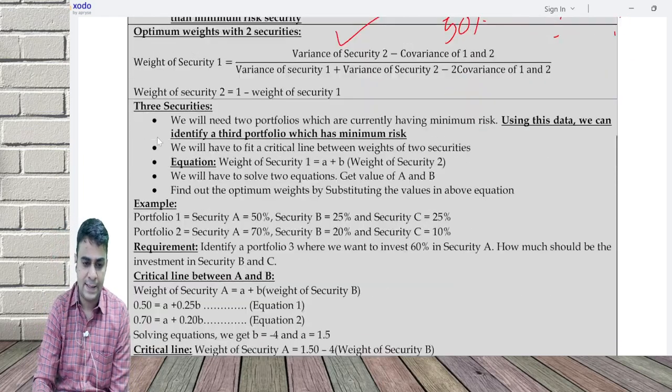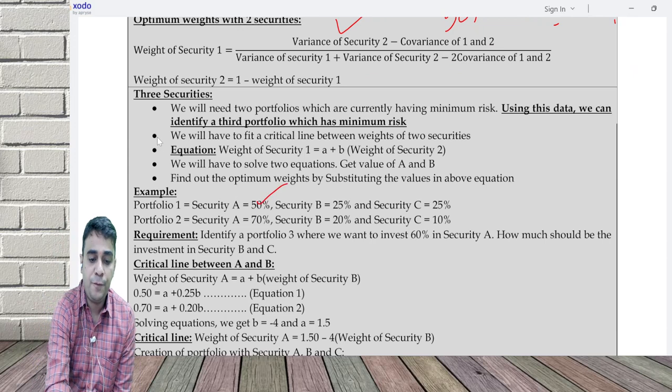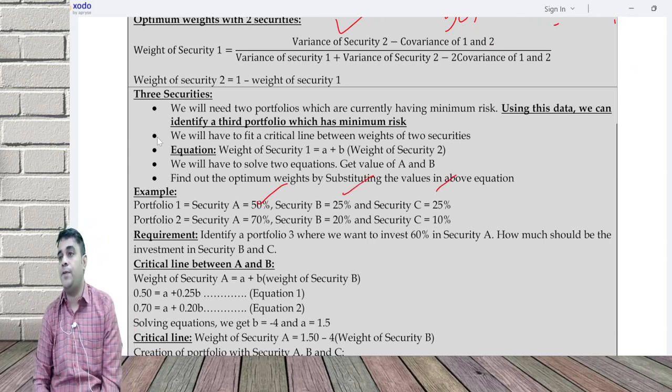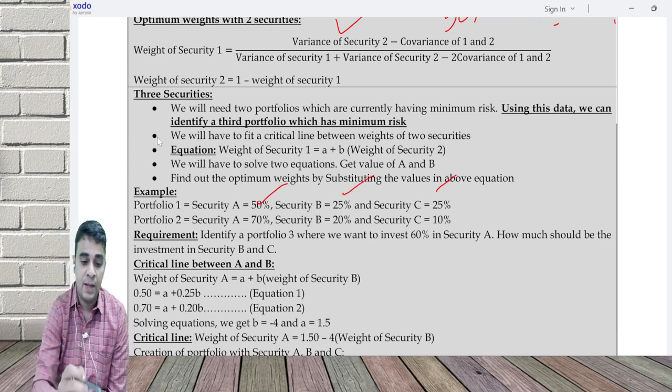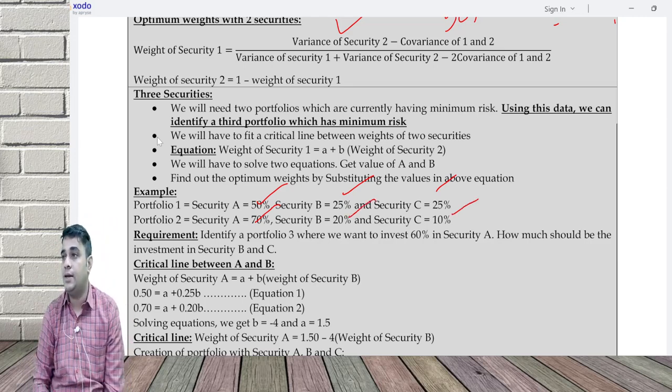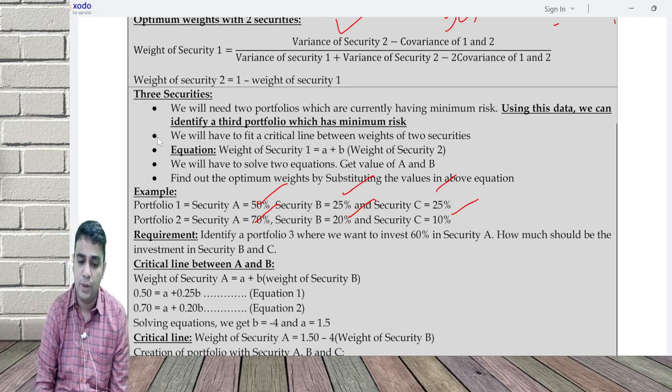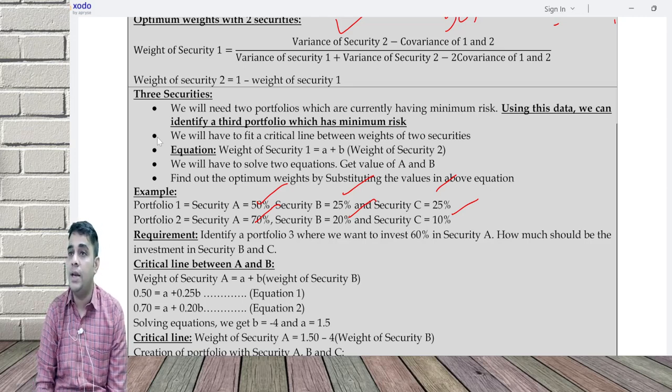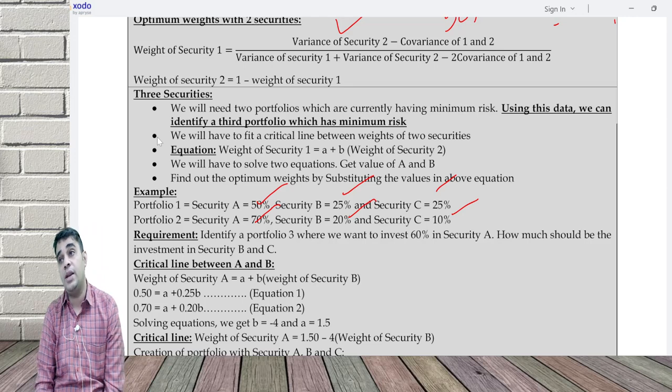So let's take an example. Portfolio 50, 25, 25 is minimum. 70, 20, 10 is also minimum. I now need to create a third combination. Using the third combination, I'll have to finally decide what should be the combination of weights.